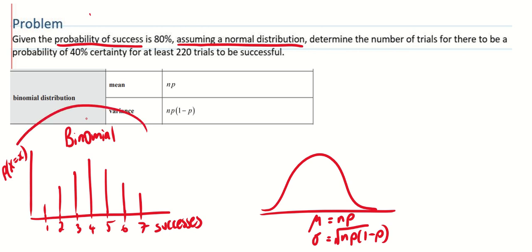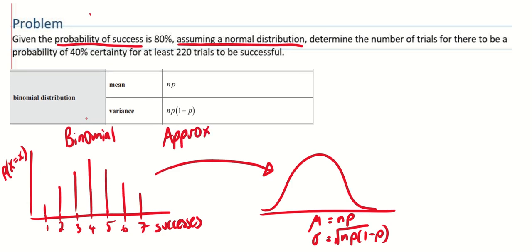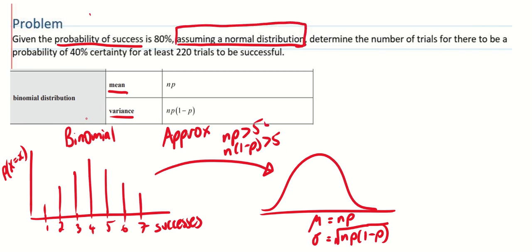So this is what a binomial distribution normally looks like. We want to approximate it with a normal distribution, knowing that the mean and the variance or the standard deviation we can calculate. Normally there are some conditions to be able to do this. I think np and n(1 minus p) both have to be greater than 5. But in our situation, we can just assume it's a normal condition, so we can assume these conditions are fine. We just need to calculate the mean and the standard deviation, and we're good to go.